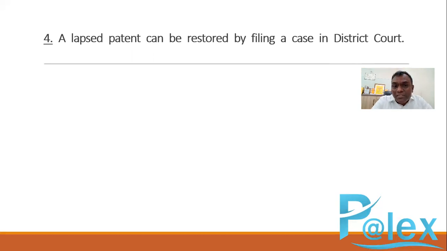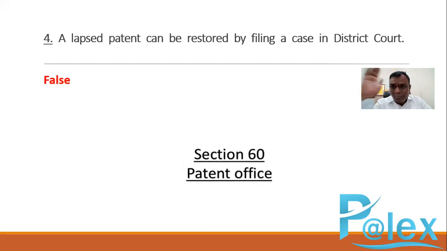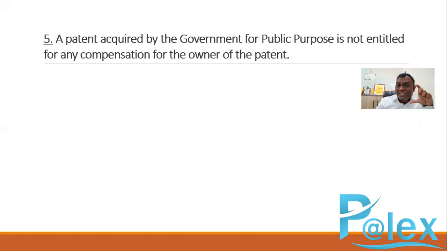A lapsed patent can be restored by filing a case in district court. Absolutely wrong answer. It has to be done at the patent office only. Under section 60, a patent can be restored in a patent office actually, and not at the district court.